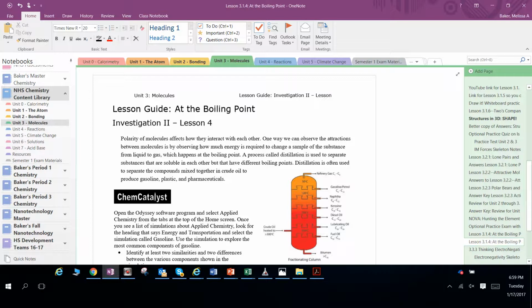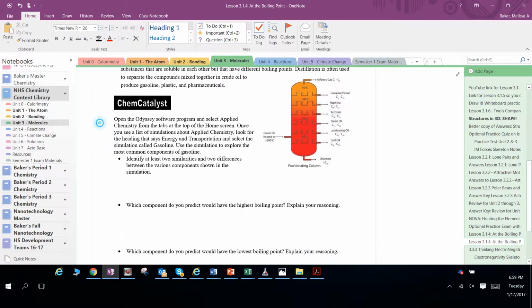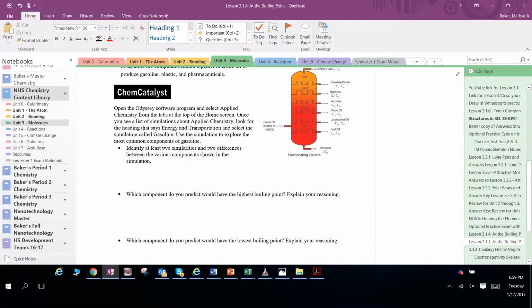A process called distillation is used to separate substances that are soluble in each other, but that have different boiling points. Distillation is often used to separate the compounds mixed together in crude oil in order to produce gasoline, plastic, and pharmaceuticals. So the first thing that it wants you to do is go into Odyssey and go to the applied chemistry area and take a look at the gasoline simulation.